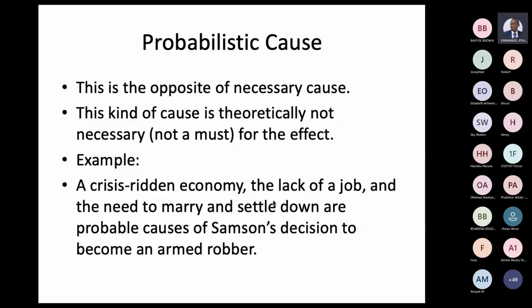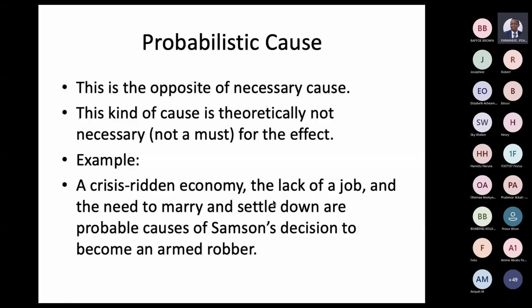A crisis-ridden economy, the lack of a job, the need to marry and settle down, these were causes of Samson's decision to become an armed robber. Now they are probable causes because they are not necessary. Most of us have experienced a crisis-ridden economy, lack of a job, the need to marry and settle down, but not everybody decided to become an armed robber. So none of these causes is necessary. We call them probabilistic.